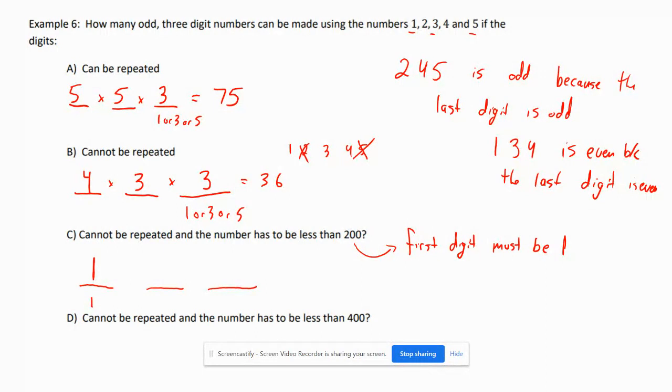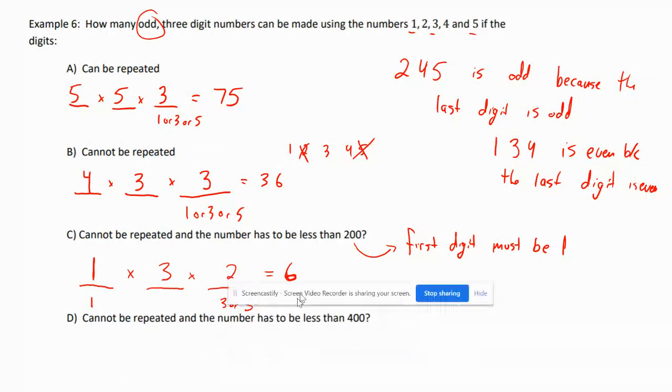Now we're saying it still has to be an odd number over here. That means there's 2 options left, because this could be a 3 or a 5. Now, if I place 1 digit here and 1 digit here, and there were 5 originally, that means there's only 3 options left. So 1 times 3 times 2 equals 6.